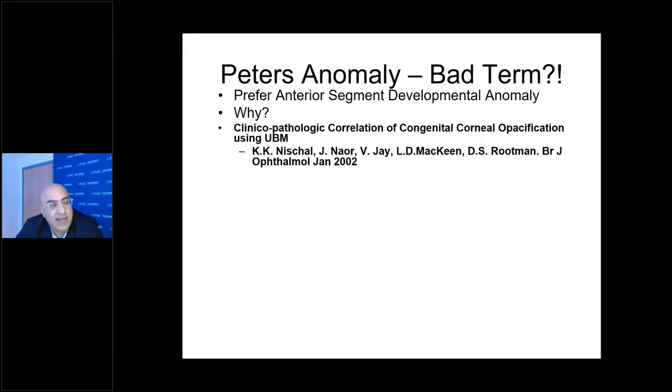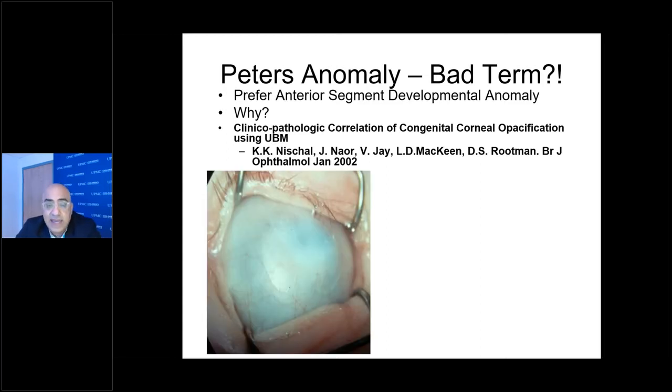So I know the talk is supposed to be entitled Peters Anomaly and Sclerocornea, but Peters Anomaly actually is a bad term. Many years ago, actually 17 years ago now, I was involved in a study where we looked at children who were born with corneal opacities, and we made a clinical diagnosis of what we thought was going on. In 40% of those cases, the diagnosis actually changed once we'd done a high-frequency ultrasound. And a high-frequency ultrasound is a special imaging technique which allows you to look into the eye without opening the eye.